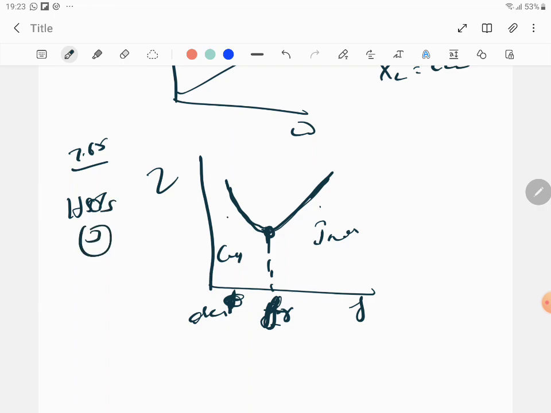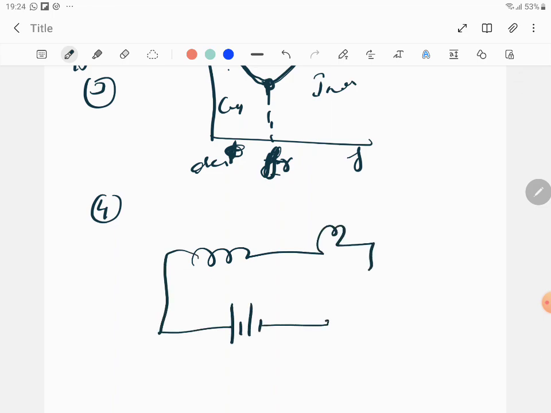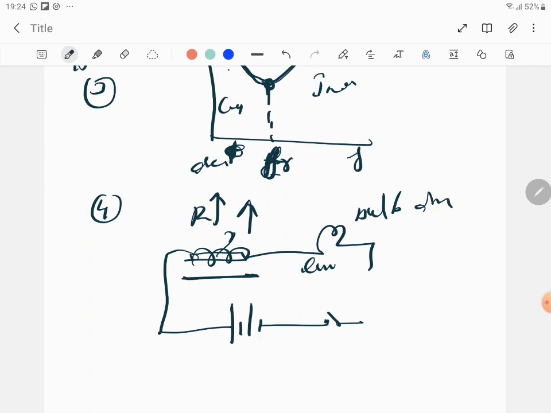Next is problem number 4 in HOTS, where you have an inductor and a bulb, connected to a DC source and a switch. You're placing an iron core inside the solenoid, the inductor. The inductance will increase, which means the opposition is going to increase. So most of the voltage will be taken away by this, and only less voltage will go to the bulb. So the bulb will glow dim. That's the question. What will you observe when the switch is closed?